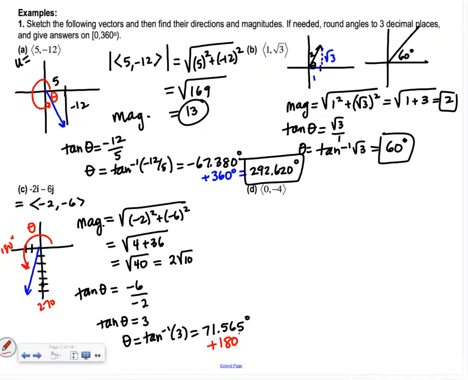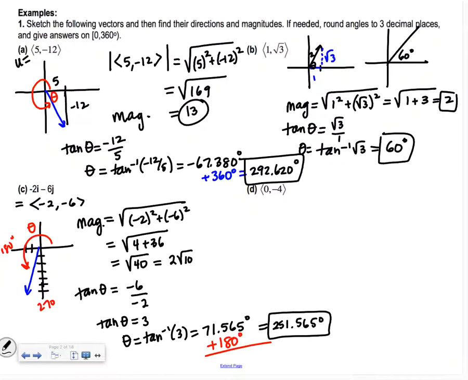Add 180, because the period for tangent is 180. So I'm just adding one of those periods. If I add 180 to my answer, I get 251.565 degrees. Does that one make sense? It does. You're good.